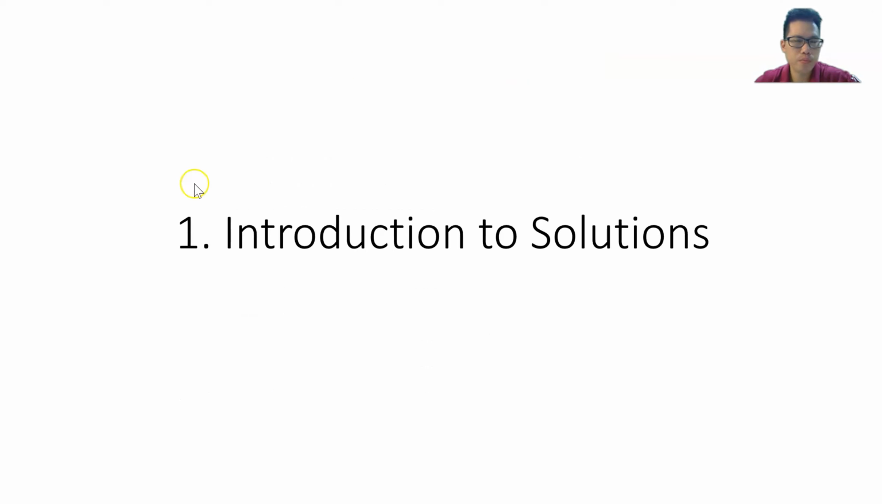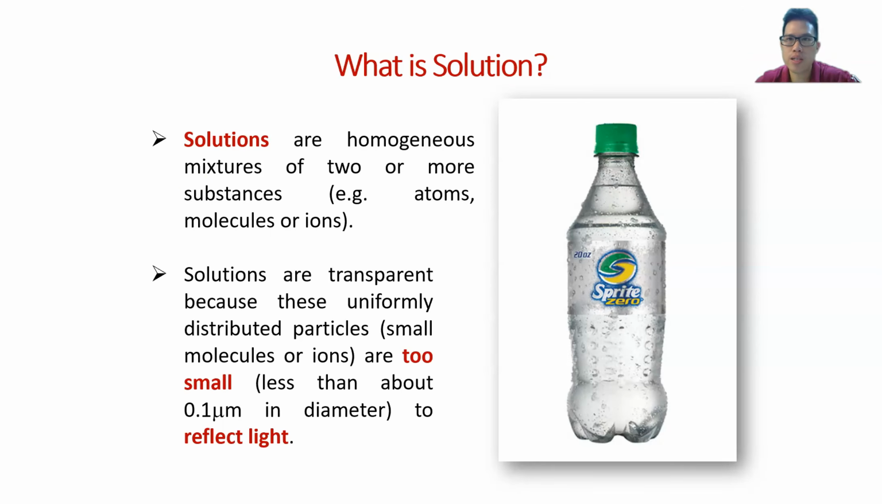Okay, let's look at this. The first one, introduction to solutions. What is a solution? Solutions are homogeneous mixtures of two or more substances. They can be atoms, molecules, or ions. Homogeneous means that they are together. Heterogeneous means they are not together. Homogeneous, they are together, and they are more or less compatible with each other.